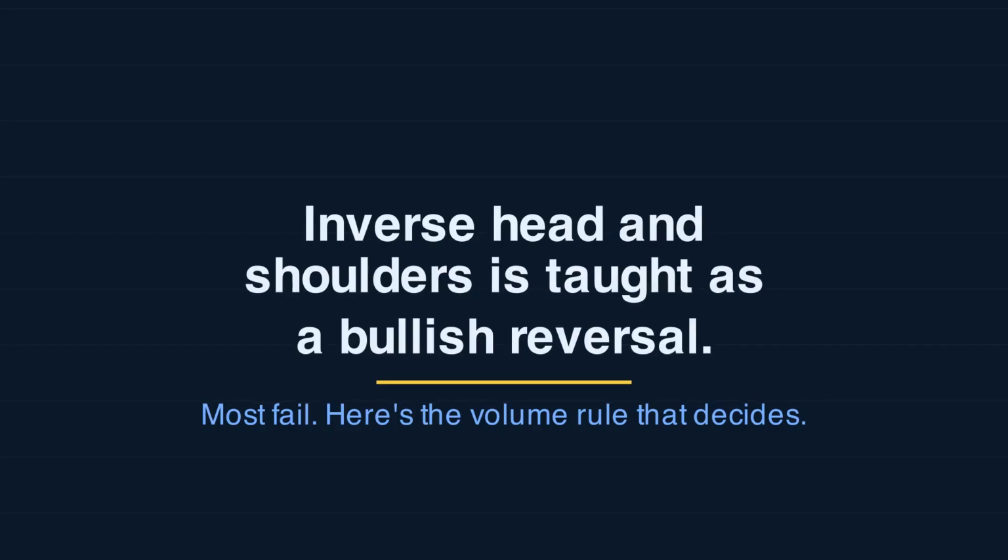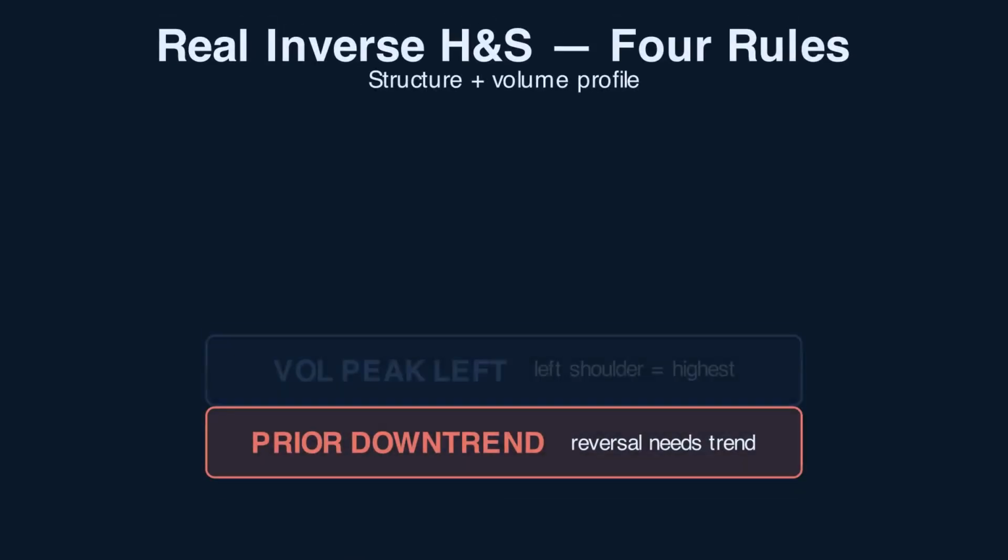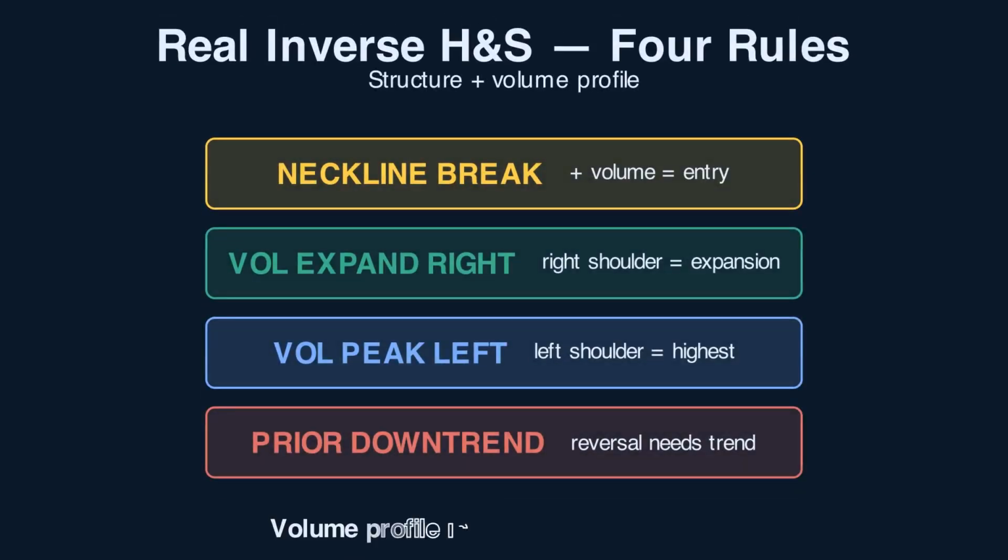Today, the four rules that separate a real inverse HNS from a wishful drawing: the volume signature that confirms accumulation on the right shoulder, and the neckline break entry that turns the pattern into a tradable signal. Here are the four rules. 1. Prior downtrend. The reversal pattern needs a trend to reverse. An inverse HNS in a sideways market is meaningless.